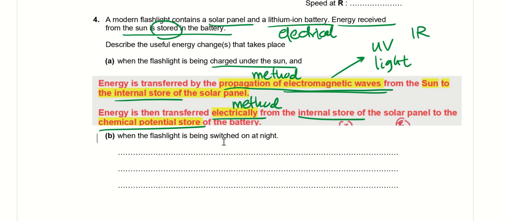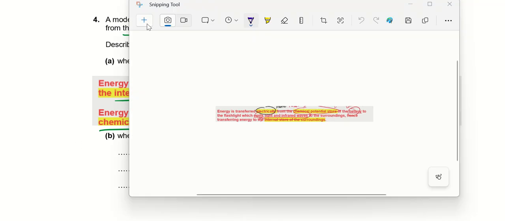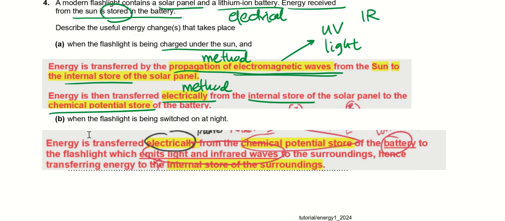Now, when the flashlight is being switched on at night, of course you'll be using the energy in the chemical potential store of the battery. So this is the answer. Energy is now transferred electrically, so this is the method, from the chemical potential store of the battery. Remember, that was where the energy was being stored. It was being stored as chemical potential energy.